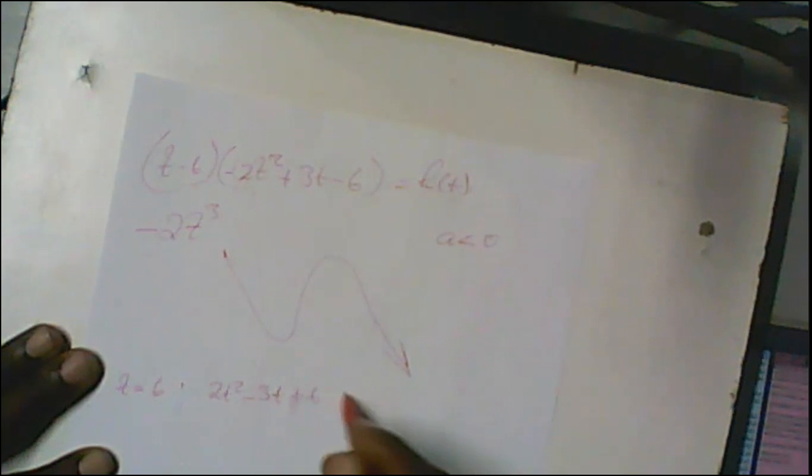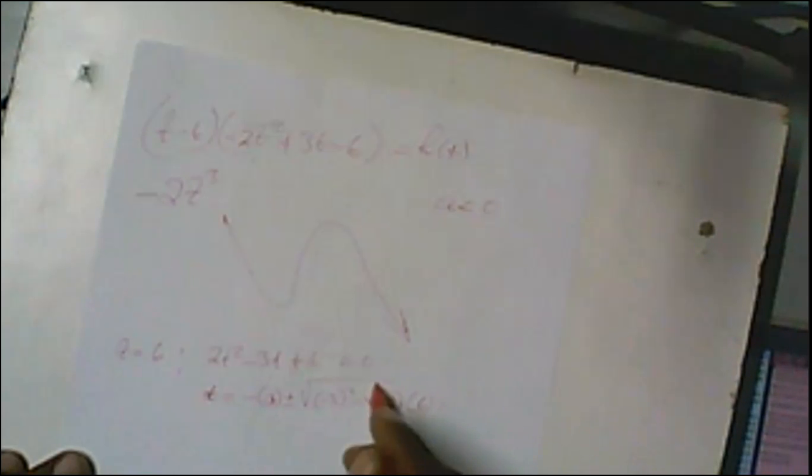Yes. Now, remember, at this, your t must be equal to 6. Again, these are the factors. Okay. Now, the first one, the t intercept is at 6, and then remember, 2t squared minus 3t plus 6 equals 0. Then, what do you do? It's t is equal to minus b, it's minus 3, plus or minus the square root of minus 3 all squared minus 4 into a is 2, then into c is 6, over 2 into a is 2.